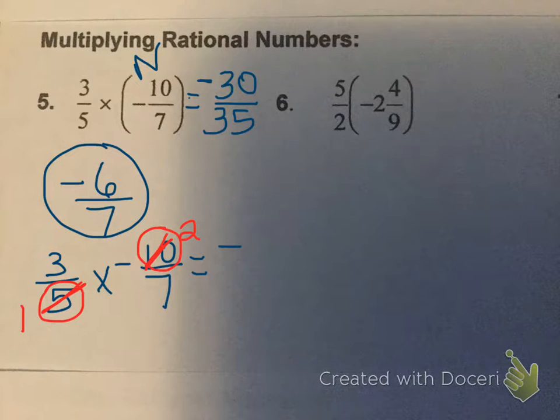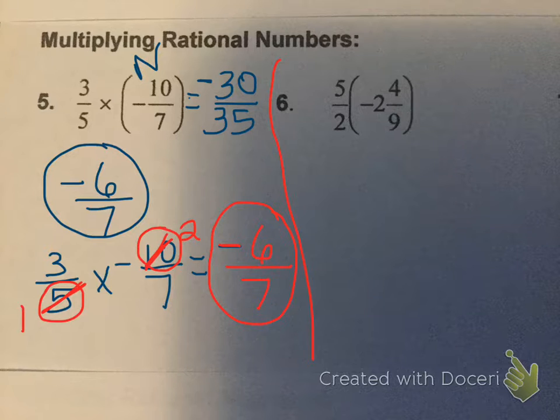So now I could just multiply across. 3 times 2 is 6, and 1 times 7 is 7. And there is the negative there. I'll rewrite it in the same color. Okay, so you get the same answer either way. Cross-canceling is a little bit easier, especially when you have large numbers. This way you could do the multiplication in your head.